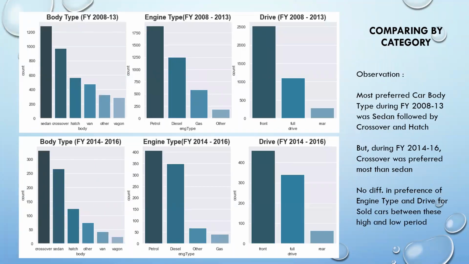Based on the category, we can see the body type, engine type, and drive type. There was no difference in engine type and drive type when you plot the graph. Petrol and front was the most sold car, but in body type we can see the sedan and crossover. Sedan was the first option in 2008 and 13, and crossover was highest in 2014 and 16.